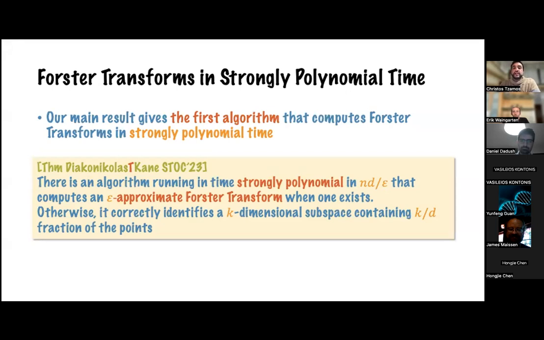We said that a Forster transform may not always exist. If it doesn't exist, our algorithm is able to detect it and provide a witness: it tells you here's a subspace that is heavy and contains a large fraction of the points. Otherwise, it succeeds in finding an approximate Forster transform.